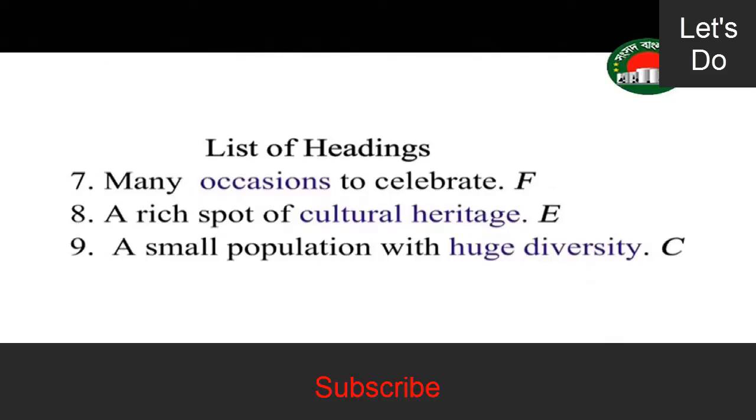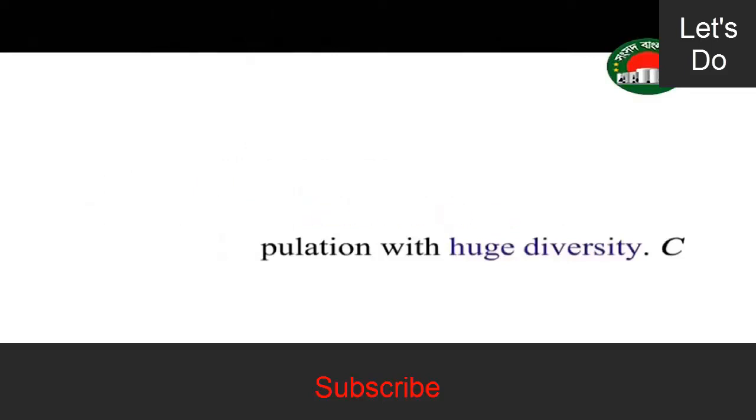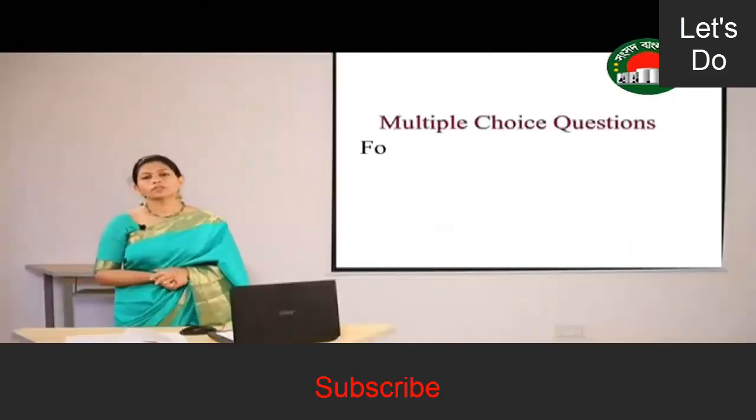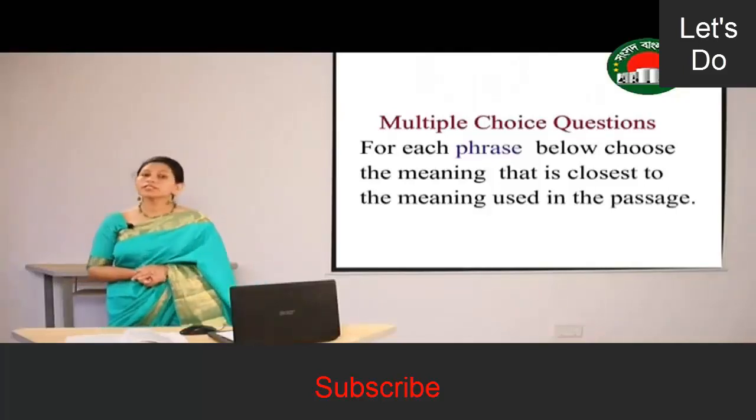Okay. And the last, number 9, is a small population with huge diversity. Diversity means what? Diversity means variety. Okay. It's a small country, but here are various types of people. This heading will go with number C passage. Fine. So we are done with this part, the list of headings. And we'll move to the next item, that is MCQ, multiple choice questions. That is on page number 73. And question number C.